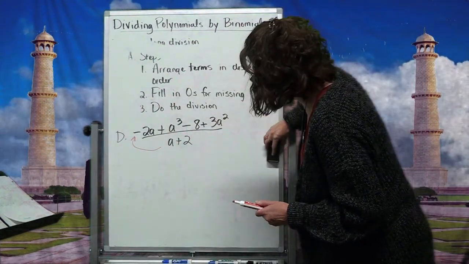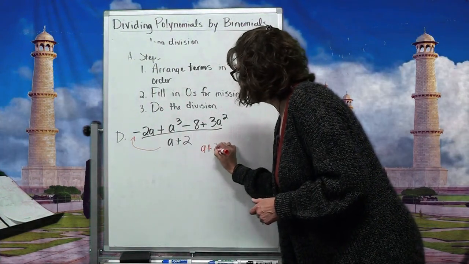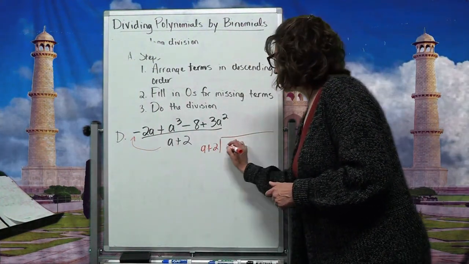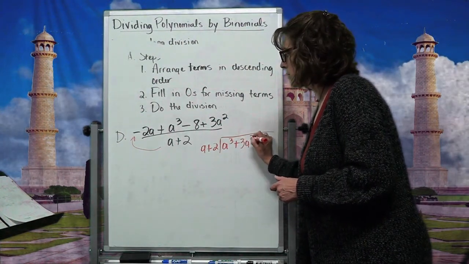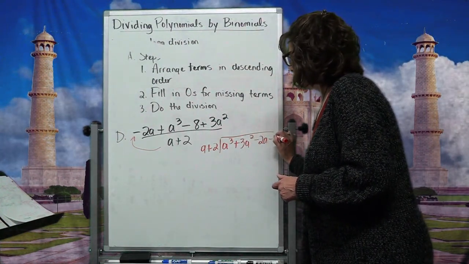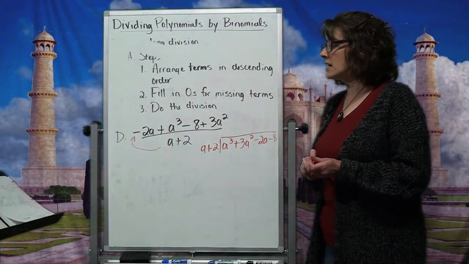Let me clean that up. Boy, I'm really struggling here, so let me write this again. A plus 2 goes into a to the third. It's just all tightened up there. I want to give myself some room. A little bit better. Okay, so everything's written in descending order.